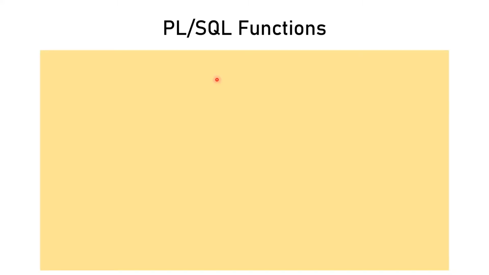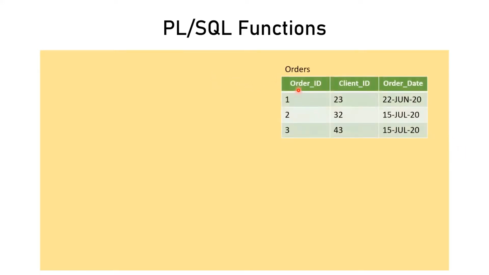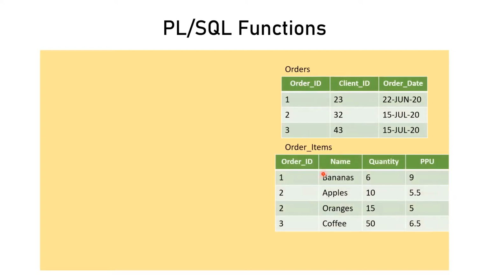To understand the implementation of PLSQL functions, we will be taking a look at a more elaborate example. Suppose we have two tables, orders and order items. The orders table has 3 columns, order ID, client ID, and order date, and order items table has 4 columns, order ID, name, quantity, and price per unit.